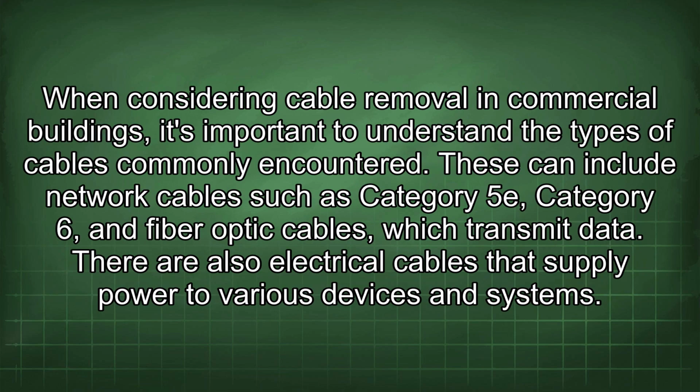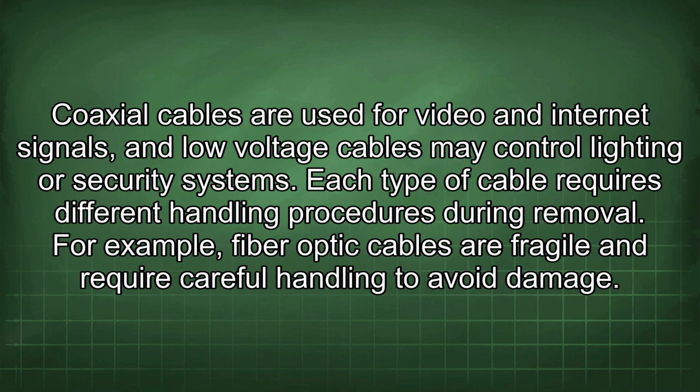When considering cable removal in commercial buildings, it's important to understand the types of cables commonly encountered. These can include network cables such as Category 5E, Category 6, and fiber optic cables, which transmit data. There are also electrical cables that supply power to various devices and systems. Coaxial cables are used for video and internet signals, and low-voltage cables may control lighting or security systems.